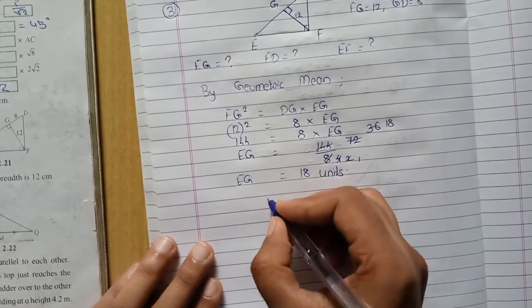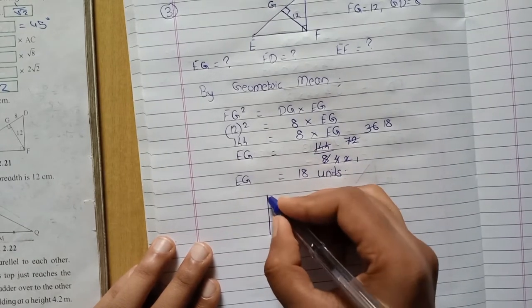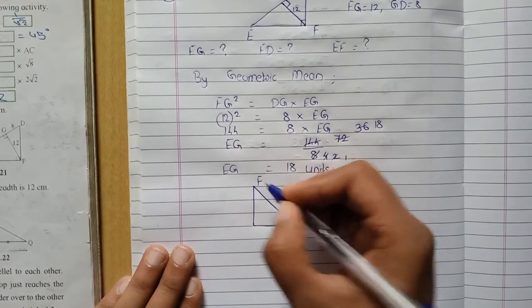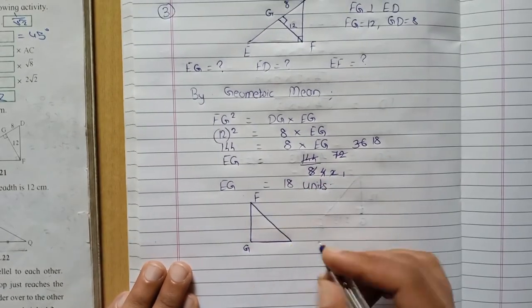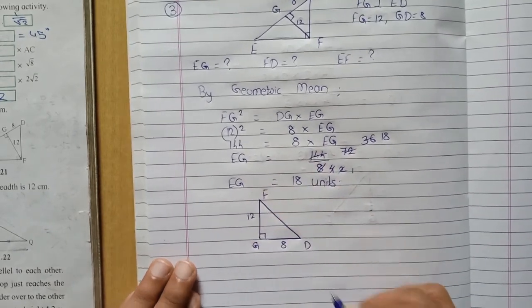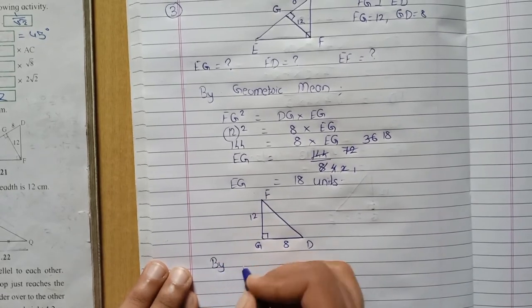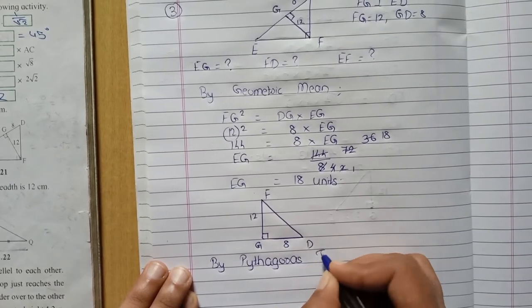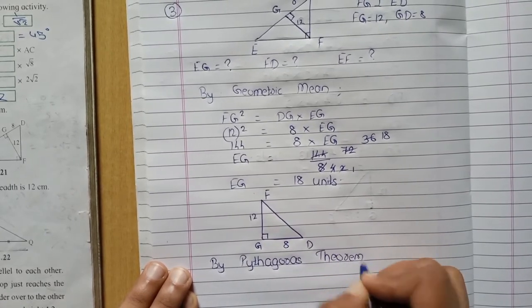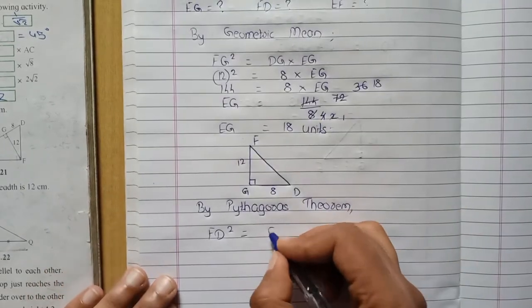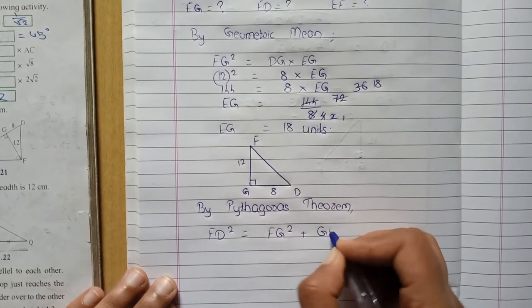So I will draw the figure again. F is this point, this point is G, and this is my D. GD is given as 8 and FG is given as 12. This is 90 degrees. So if we apply Pythagoras theorem here, it would be, by Pythagoras theorem, FD square will be equal to FG square plus GD square.